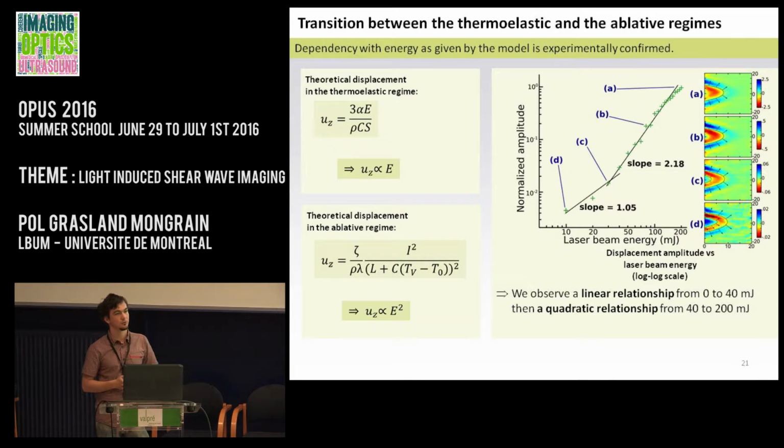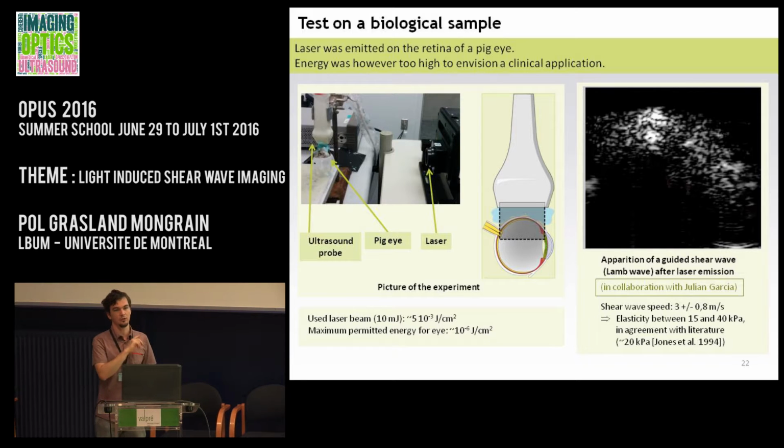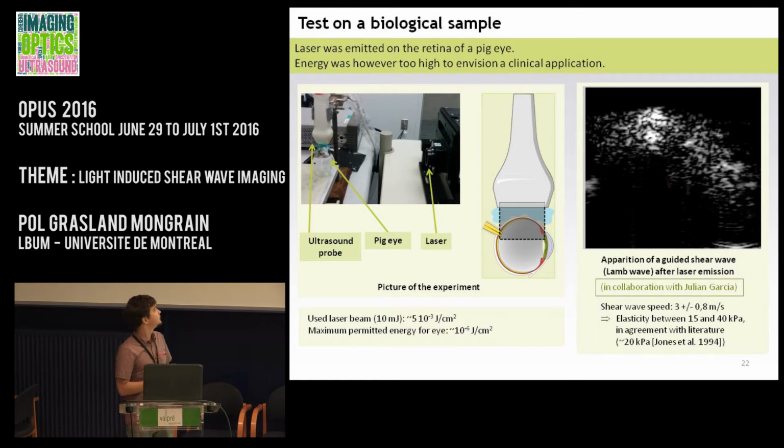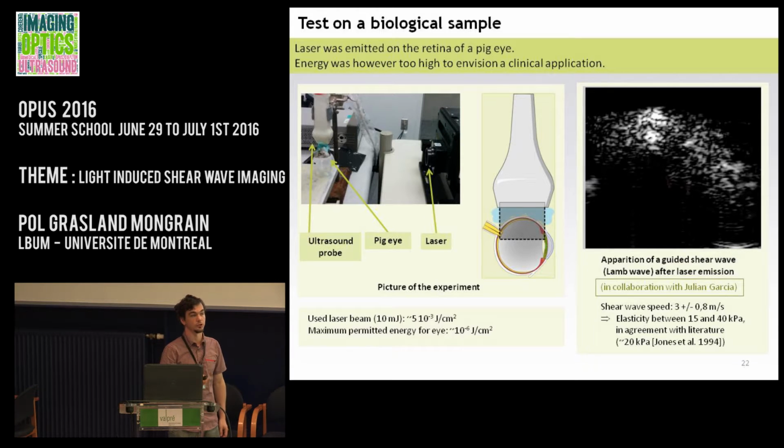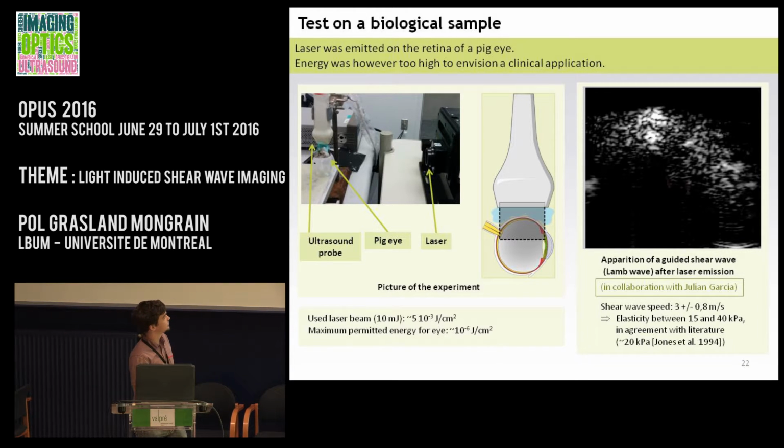So everything until now has been done in a phantom, and I made another manipulation. The experiment that I would like to show you is in a biological sample, a pig eye. So there is a laser here which is emitting a laser beam inside the pig eye. It was going through the eye and was absorbed on the retina. And there was an ultrasound probe which was acquiring the ultrasound image along time. As it was a high frequency ultrasound probe, we could only have the upper part of the eye.